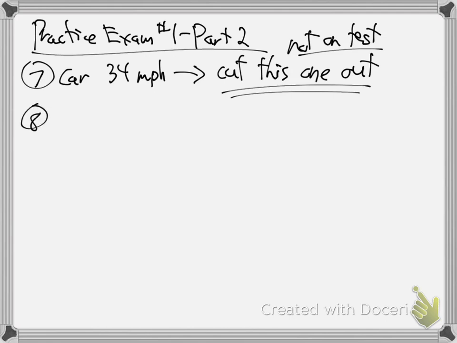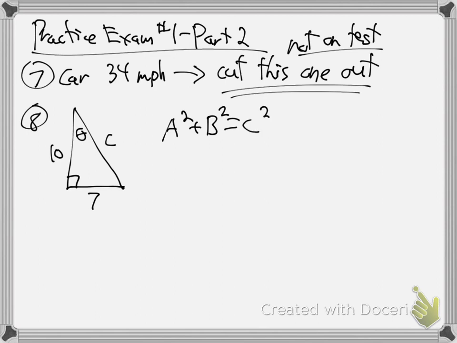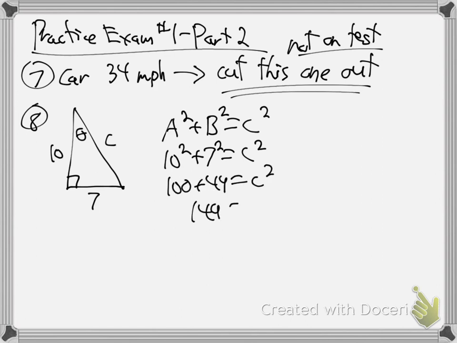All right, so number 8 says use Pythagorean Theorem, so they give me a triangle. Angle theta is there. They have a 10 here. They have a 7 here. They say right angle. Use Pythagorean Theorem first off to find the other side, c. So you remember the Pythagorean Theorem, a squared plus b squared is c squared. So that'd be 10 squared plus 7 squared is c squared. What's that? 100 plus 49 is c squared. 149 is c squared. C is the root of 149.